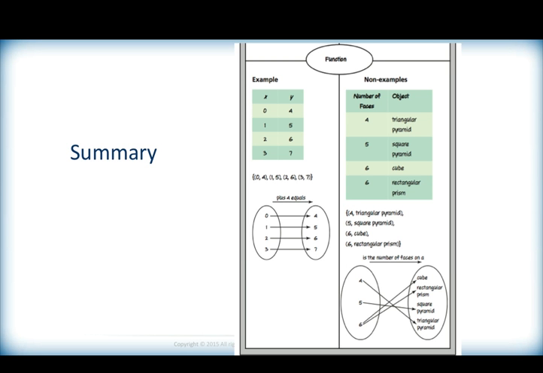What you have to take away from this lesson is that in order for a relation to be a function, every element of the domain must be matched with exactly one element in the range. If you're looking at a graph, you can use the vertical line test, where that vertical line must hit at one place on the graph for it to be a function. If it goes through the graph in more than one place or more than one point, the graph will not be a function.